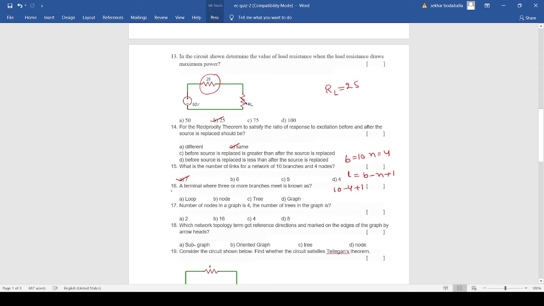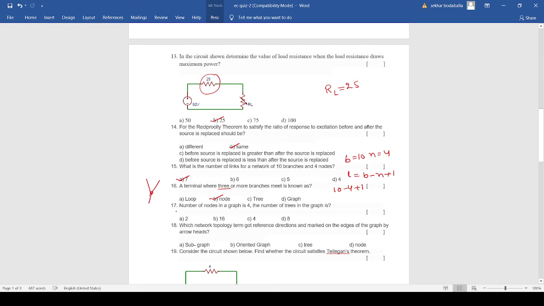Let us go with the 16th one. A terminal where 3 or more branches meet is known as. So if 3 or more branches meet at a point, that one is called a node. So option B is the correct answer.